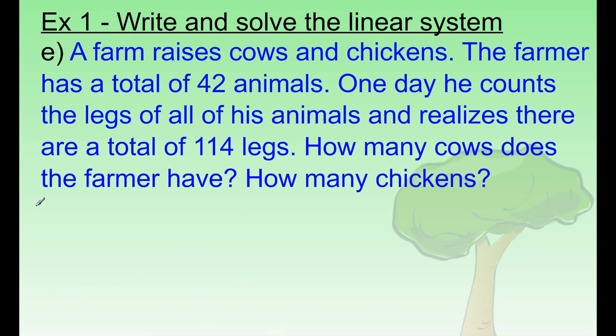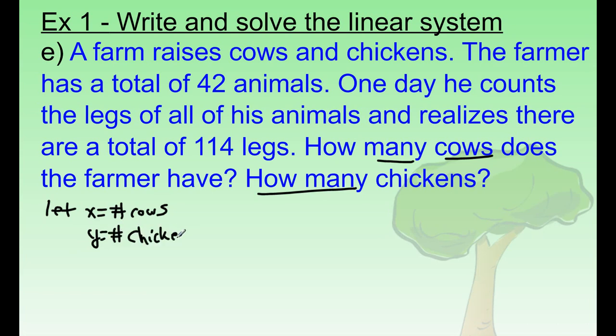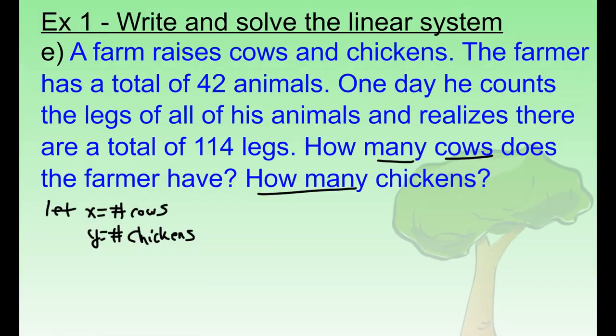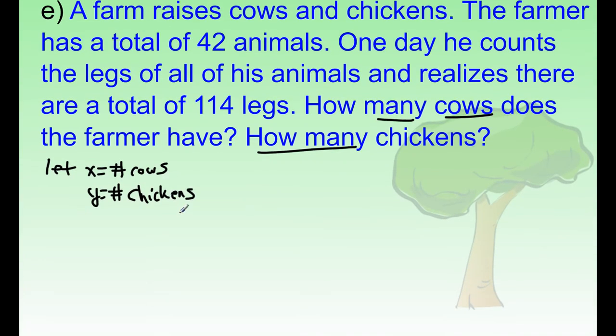All right, so we're talking about cows and chickens. So this question is asking how many cows and how many chickens. So the x will be the number of cows, and y will be the number of chickens. I want to make sure I didn't make the same mistake as the last problem. Assume it's the number of the thing, but it's actually like the cost or the number of legs or something. So how many cows does he have? How many chickens? Those are the things we don't know. In the last problem, we did not know the cost of the notebooks, and we did not know the cost of the pencils. That should have been my first clue. All right, so number of cows, number of chickens.